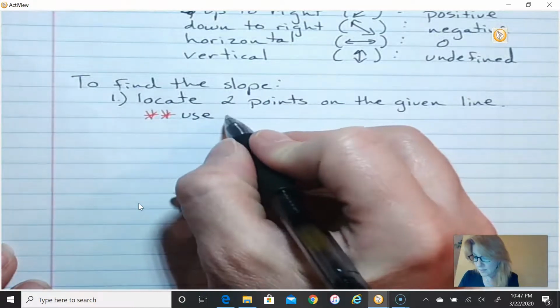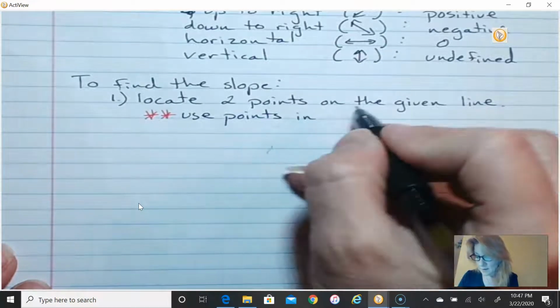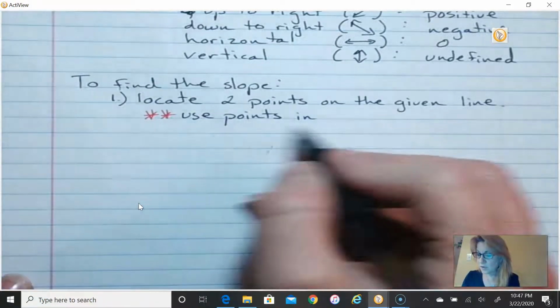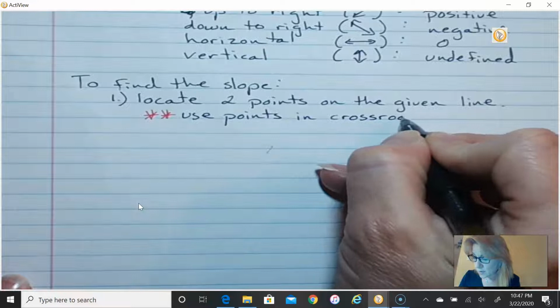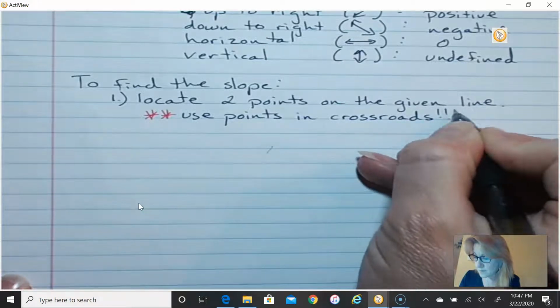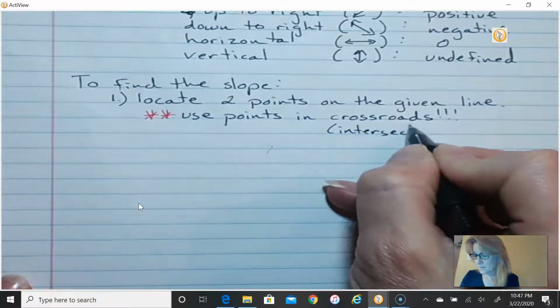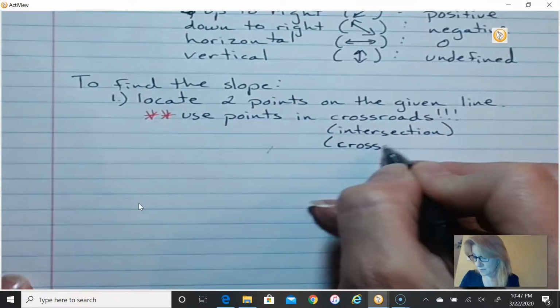Use points in, okay, now I'm just giving you lingo. Okay, this is Texas, so there's 3 ways of 3 words that I use to describe. So use points in crossroads. Now when I say crossroads, I'm talking about intersection, crosshairs, whatever you want to call it.